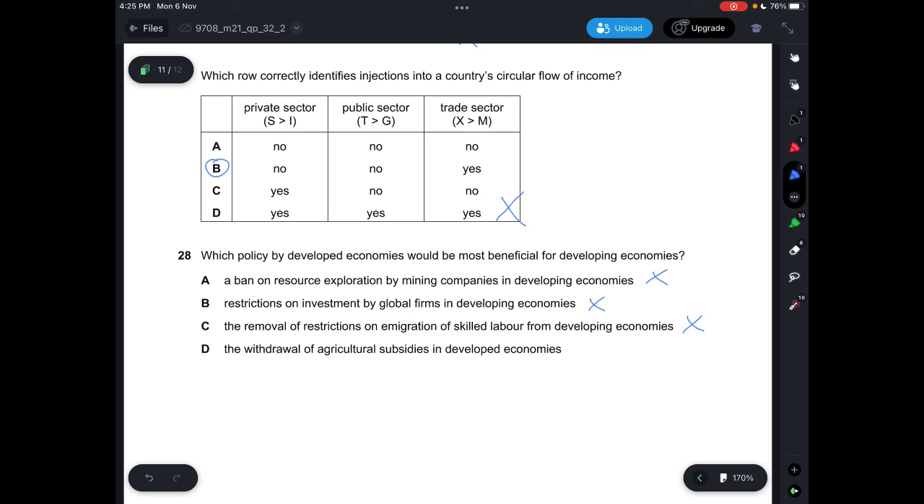But D says the withdrawal of agricultural subsidies in developed economies. This one is correct because if you withdraw agricultural subsidies in developed economies, people will end up buying vegetables and fruits from these developing economies, resulting in an increase in net exports. When there's an increase in net exports, this will result in a higher GDP of that particular developing country. So the answer has to be D.